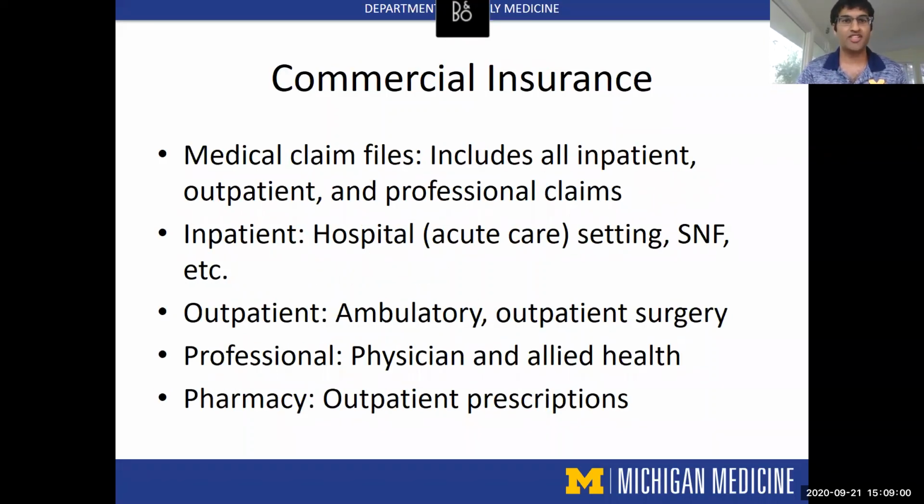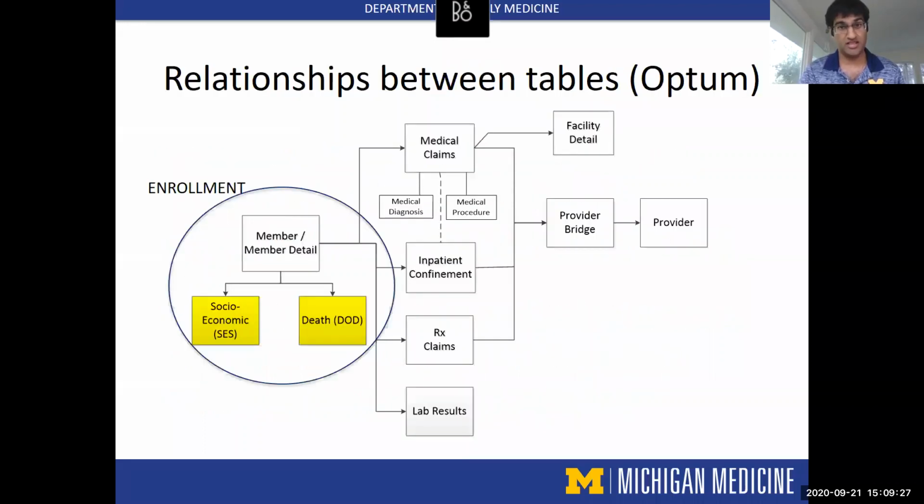On the other hand, for commercial insurance, you have medical claim files, which include all inpatient, outpatient, and professional claims lumped together. And then inpatient includes hospital, acute care setting, SNF, etc. And then we have outpatient, which is any kind of outpatient surgery or ambulatory care. And professional services, which would be physician and allied health related claims, and then pharmacy for outpatient prescriptions.